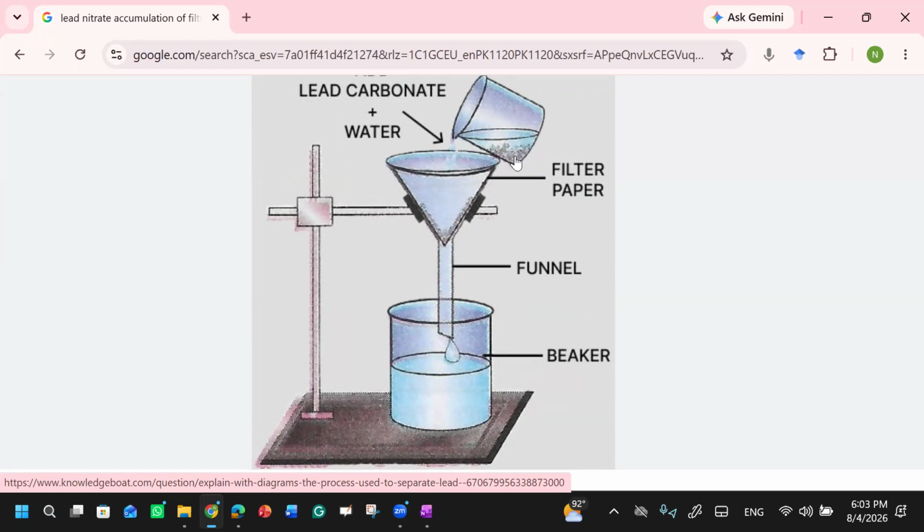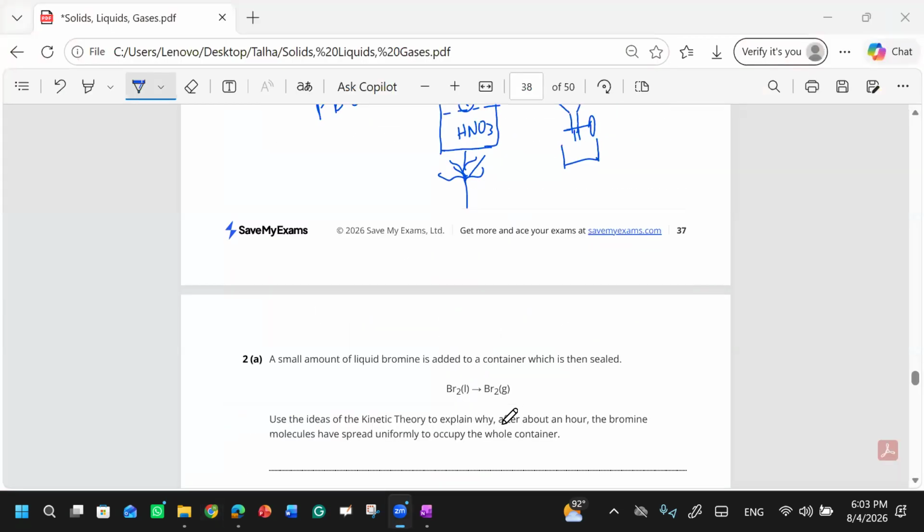So we filter for two purposes. Whenever we are doing a reaction, after completion of the reaction, we filter so that unreacted substances can be separated out, as well as we get the pure substance which we need. We will filter. We will wash it then. Okay, clear?